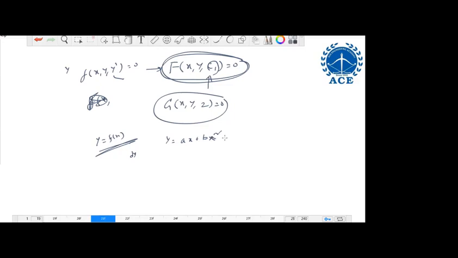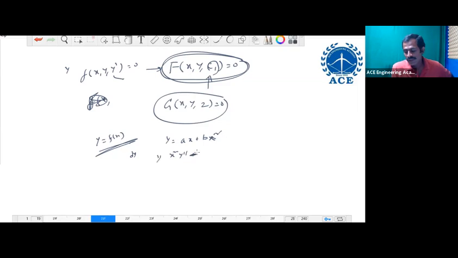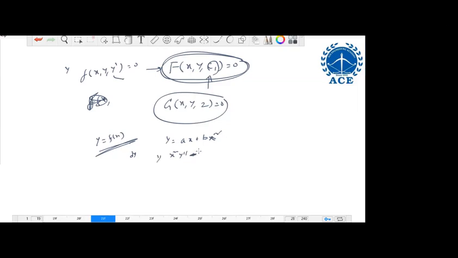Then there are four options. x squared y double dash minus 2x y dash plus 2y is equal to 0. Okay.